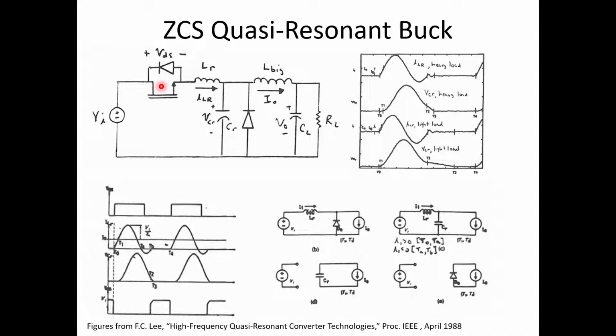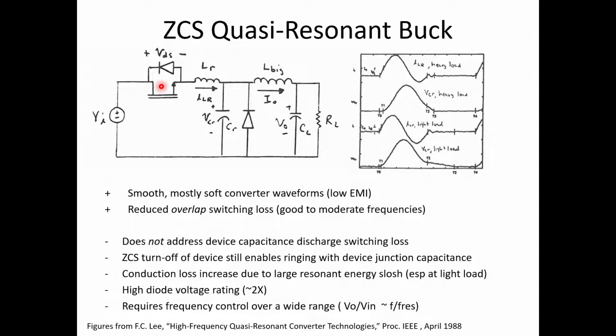Okay? So why might I do this technique? Well, notice that the current in the switch is very smooth, right? Very low EMI. That's kind of nice. The overlap switching loss is gone because of the zero current switching, although I still have the capacitive discharge loss in the switch. So it has some advantages.